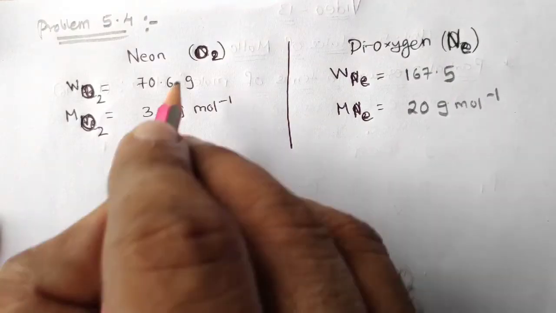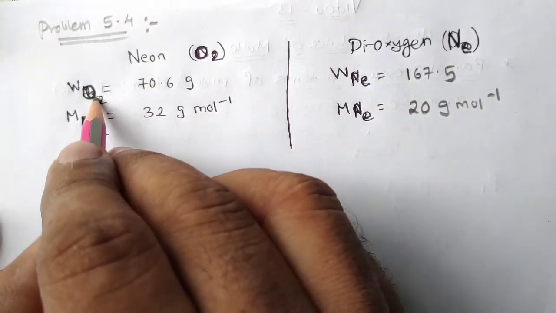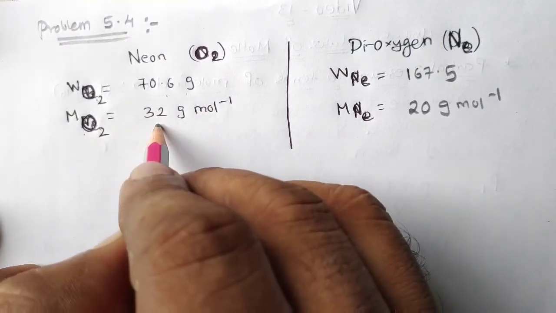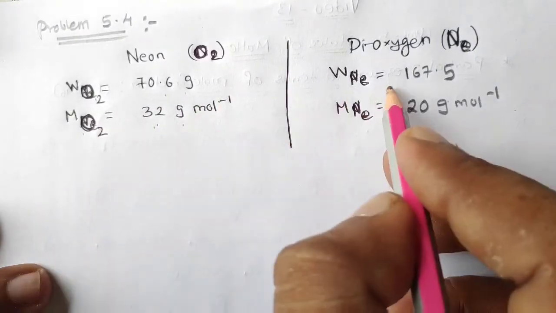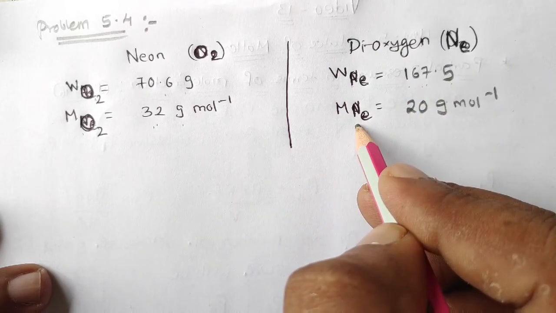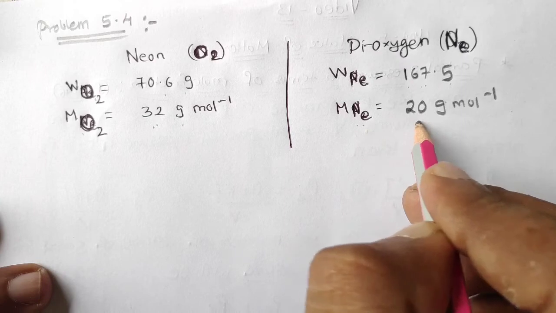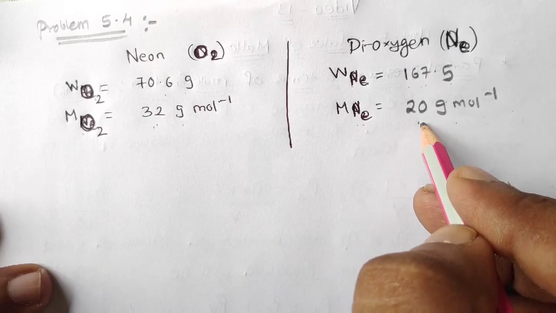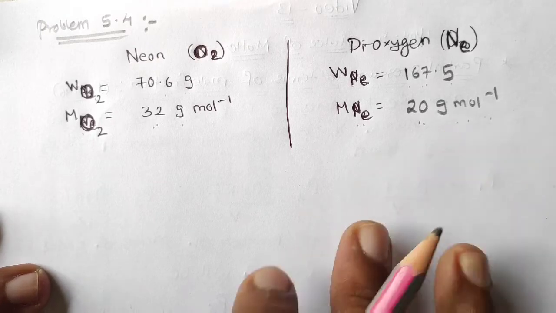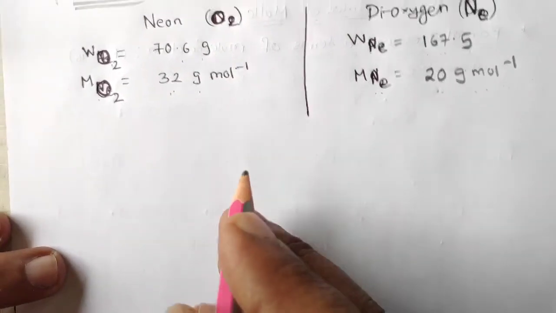Now you can see from the question, the weight of oxygen is given as 70.6 grams and the molar mass of O2 is 32. In the same way, the weight of neon is given in your question as 167.5, and the molar mass of neon is 20 gram per mole. You can see this from your periodic table, right? Now we will find out the moles.